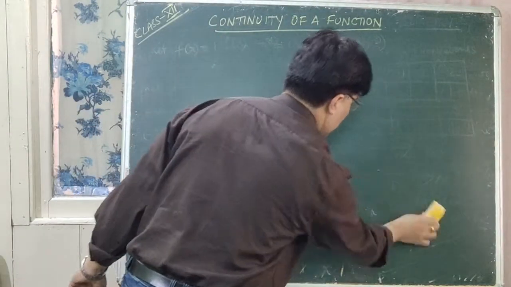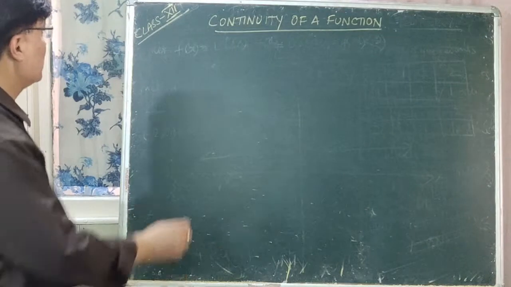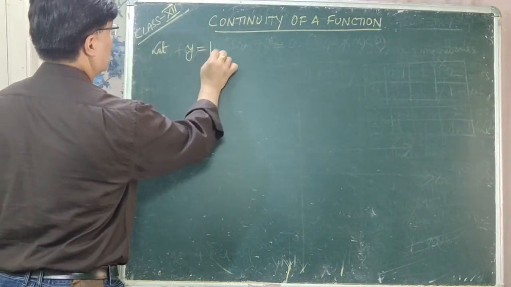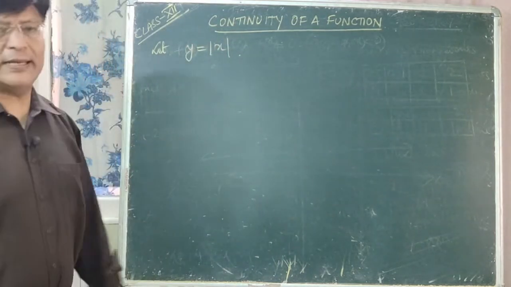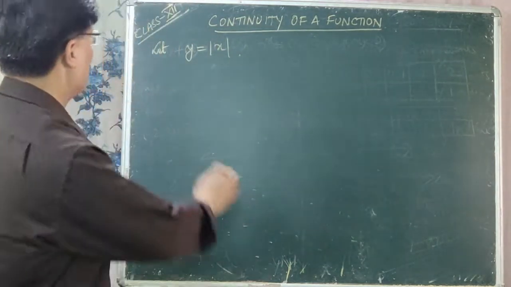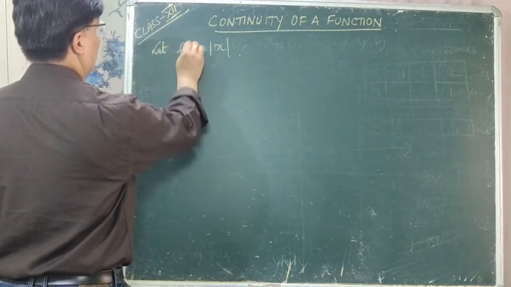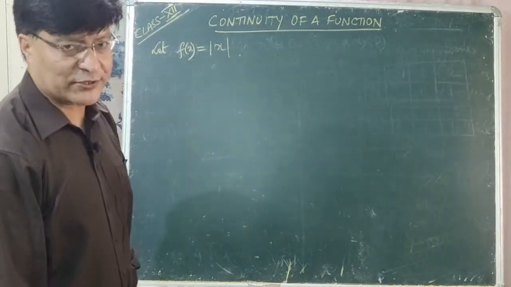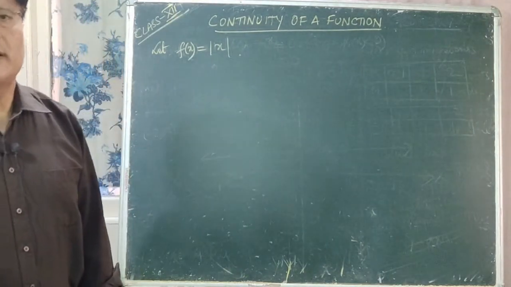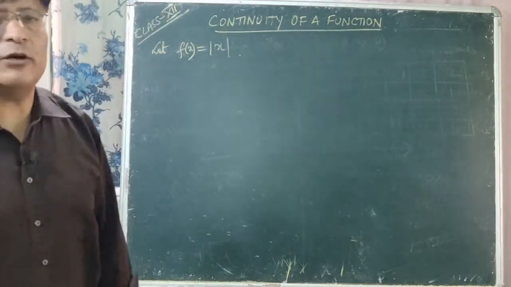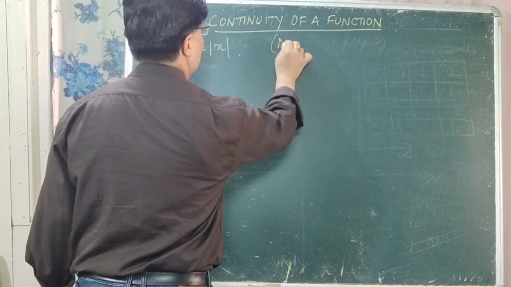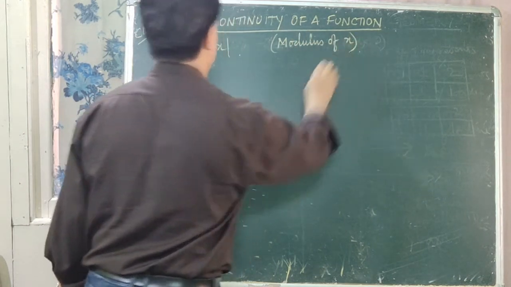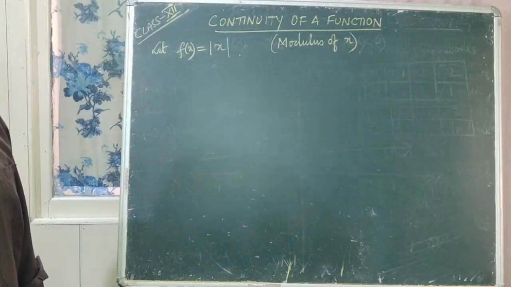So let us draw the graph of this function. Let y is equal to within mod x, or you may write here let f of x is equal to within mod x. This is known as modulus of x. Modulus of x means the values of x must be always positive. This is read as modulus of x. That means the value should be positive always, right?